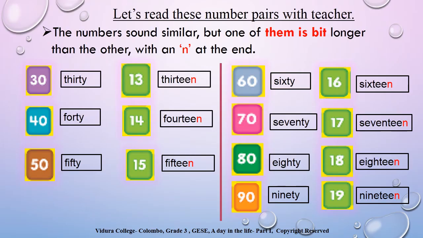Can you read these number pairs with the teacher? The numbers sound similar, but one of them is a bit longer than the other with an N at the end. 30, 13, 40, 14, 50, 15, 60, 16, 70, 17, 80, 18, 90, 19. Shall we read again? 30, 13, 40, 14, 50, 15, 60, 16, 70, 17, 80, 18, 90, 19.